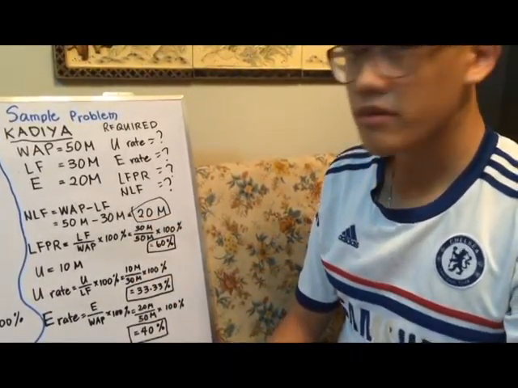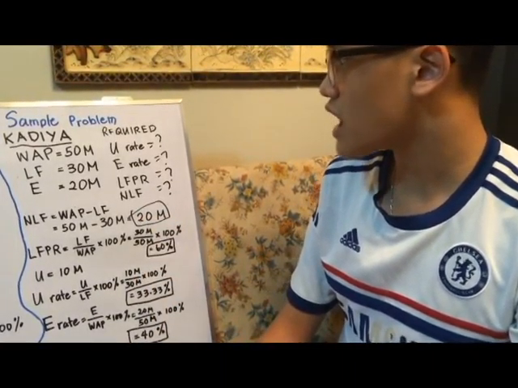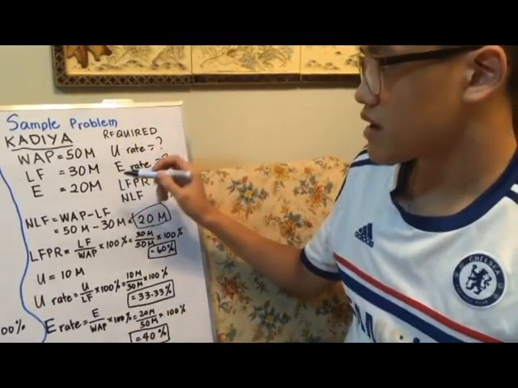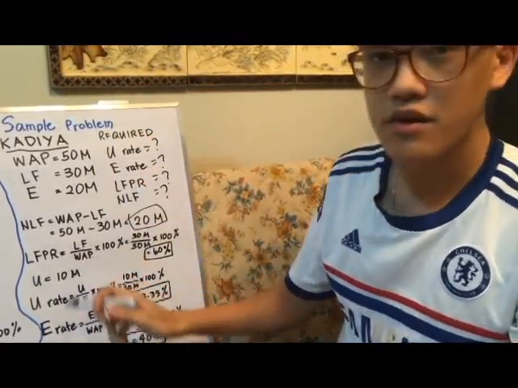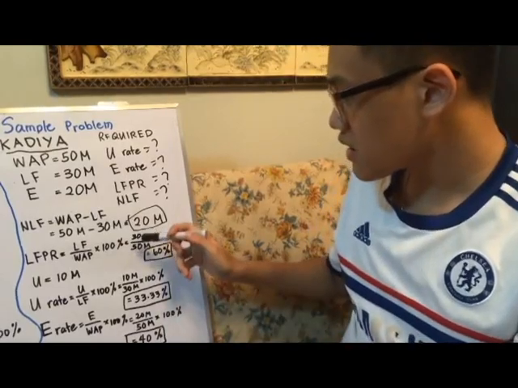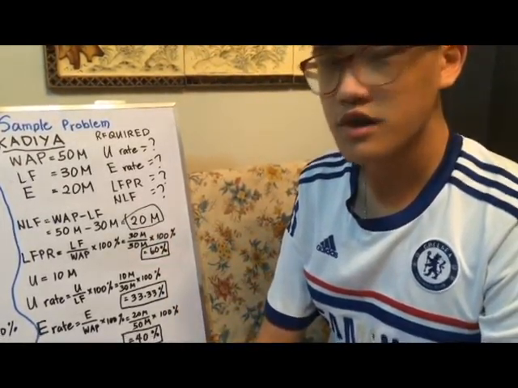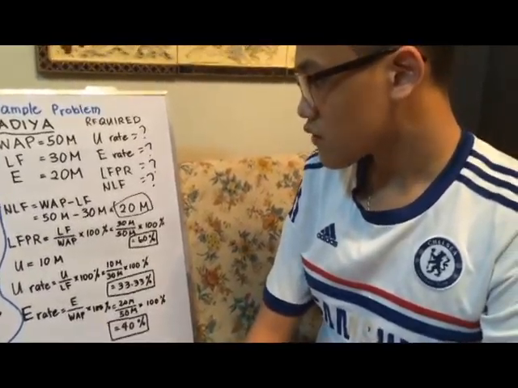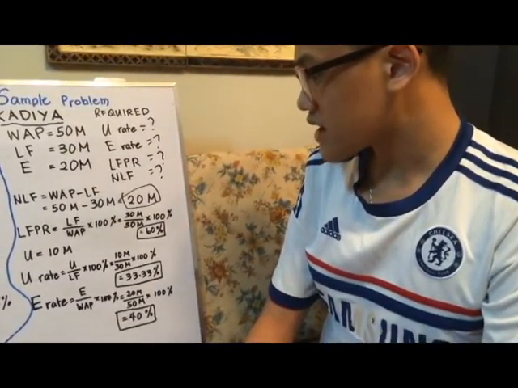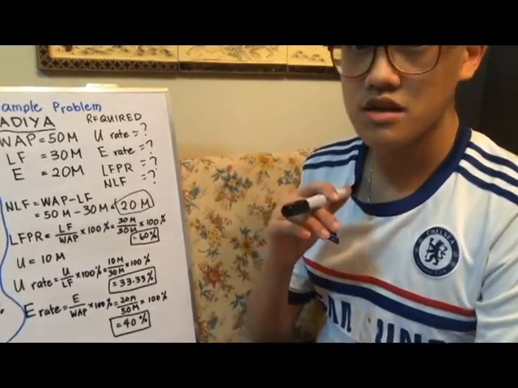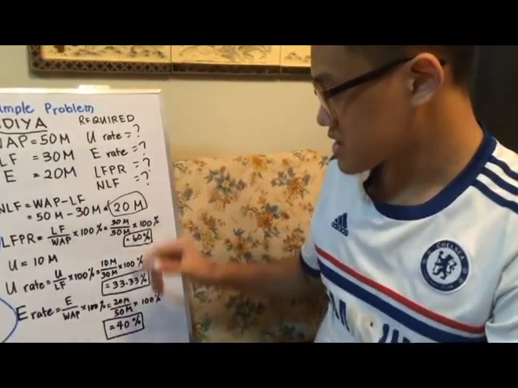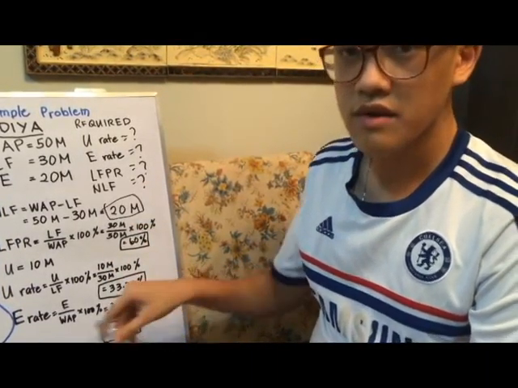Next would be the unemployment rate. In order to find the unemployment rate, we need to find U first. So we just subtract 30 million minus 20 million, from LF minus E, to find U. So we divide 10 million by 30 million times 100%, and we got 33.33%. And lastly, to find the employment rate, we just divide E by the working age population and multiply it by 100%. And we got 40%.